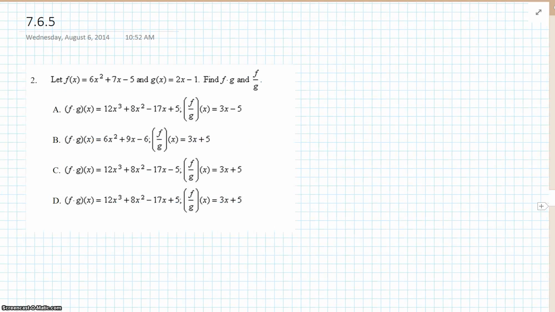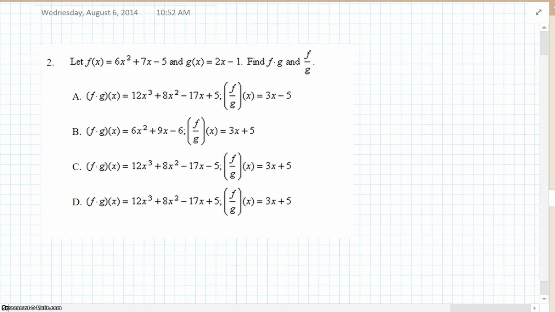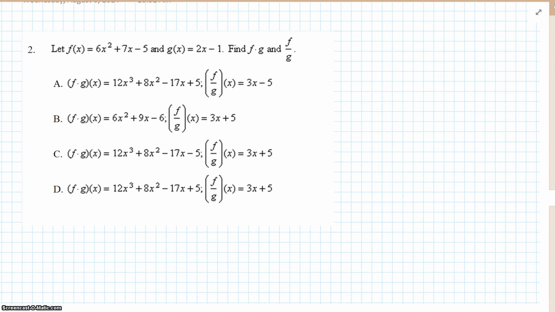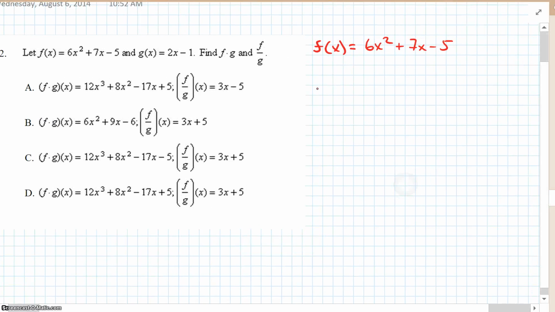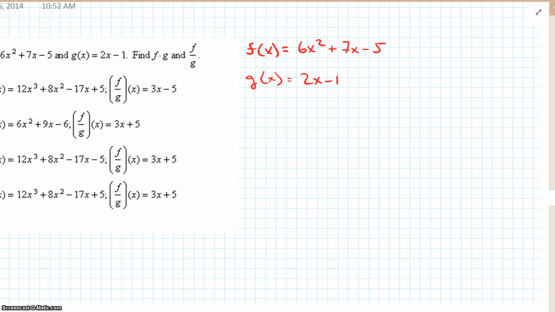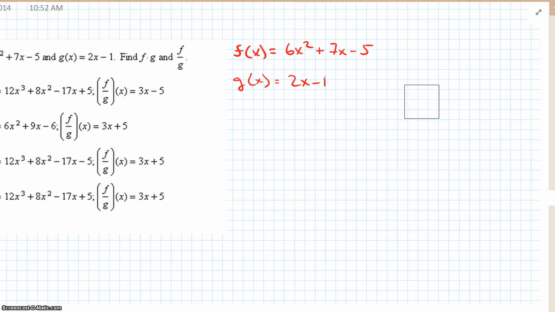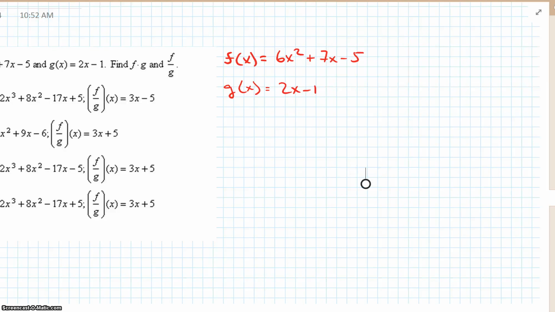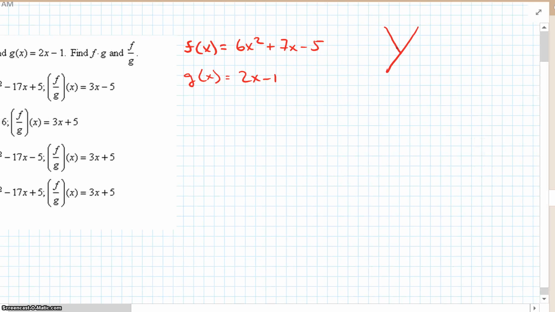Okay, next one. Let f of x equal 6x squared plus 7x minus 5, and g of x equal 2x minus 1. We've got to find the products and the difference. So let's go ahead and see if we can factor 6x squared plus 7x minus 5. So let's factor and see if we can.